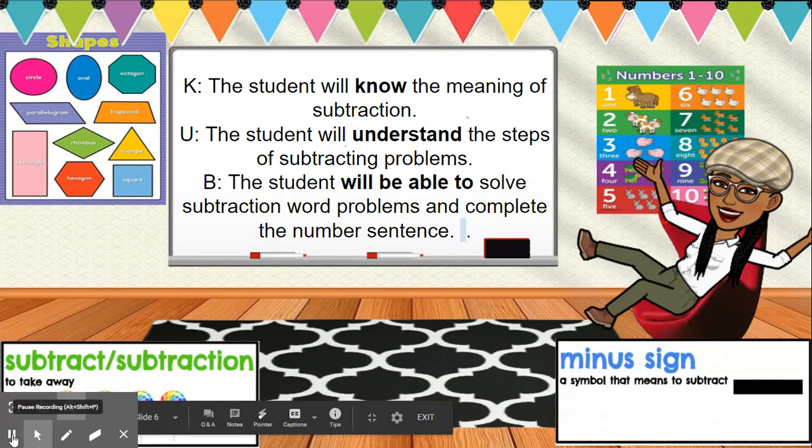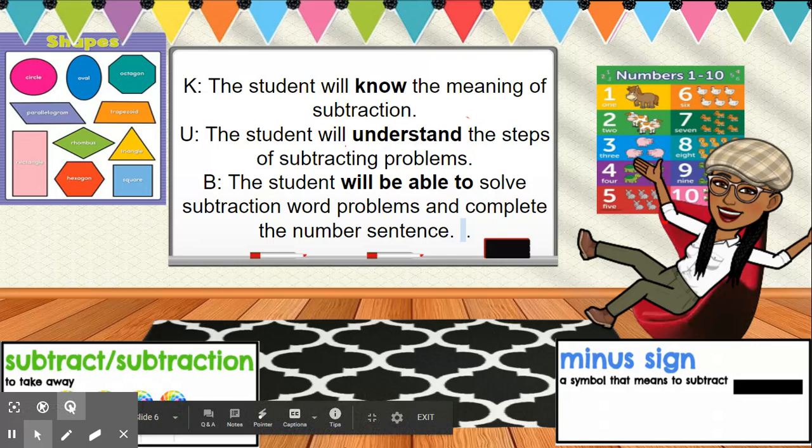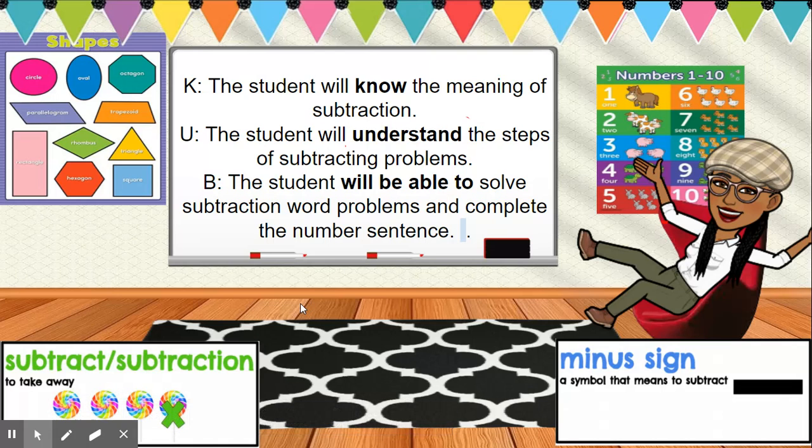Now that I've shown you how to identify a number sentence, you're going to practice with your teacher on how to do that, okay? But let's review what we learned. The students will know the meaning of subtraction, which means to take away. The students will understand the steps of subtracting problems, which means you count how many were there first, count how many were taken away, and count how many were left. And the students will be able to solve subtraction word problems and complete the number sentence, which is going to be your job. Make sure you do your best.